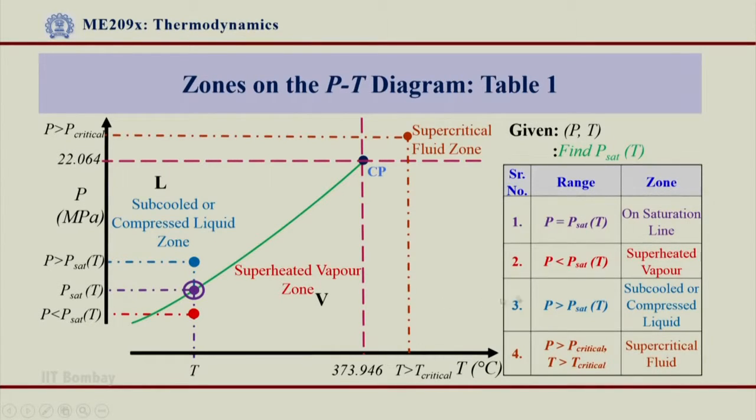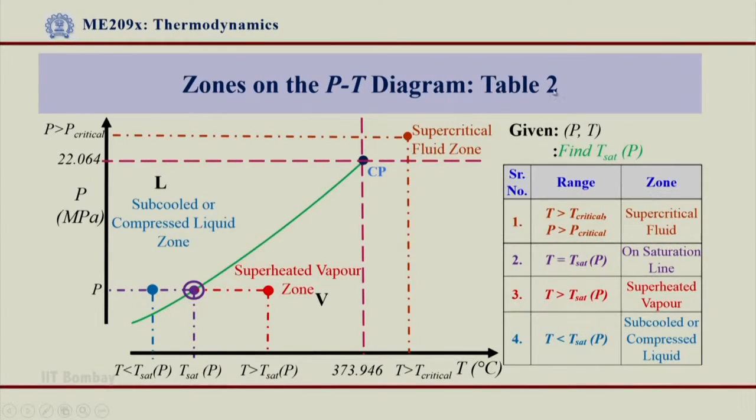If P is more than P sat T, we say it is in subcooled or compressed liquid region, or if P is more than P critical and T is more than T critical, we are in supercritical fluid zone. The next slide would refer to table 2. So, one can do the classification using table 1 or table 2 also, and given the parameter that you have, you would decide whether to go for table 1 or table 2.